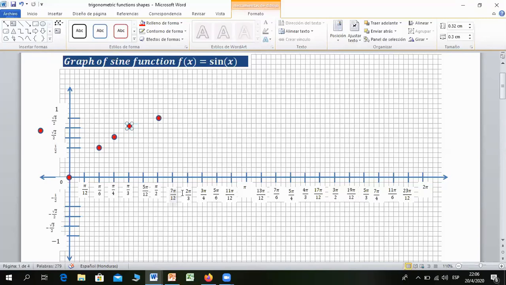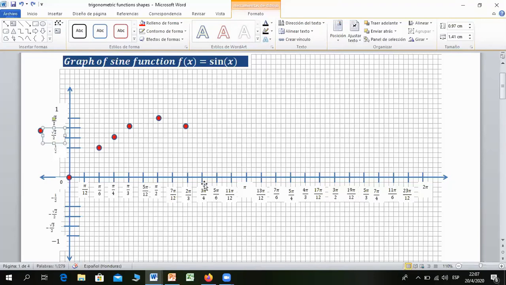7pi/12 is not in the list, so we're gonna work with 2pi/3, which is on the list we're working with. And I remember that 2pi/3 gives me the same as this one, which is the square root of 3 over 2. Don't get confused. This is 1. This one is the square root of 3 over 2. This one is the square root of 2 over 2. So we can move a little bit down. No. But it's like that.